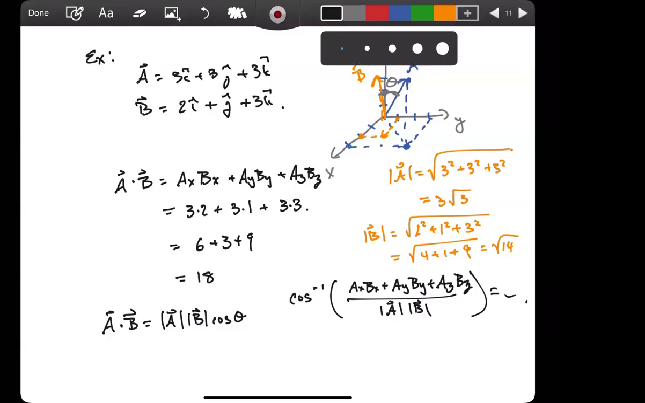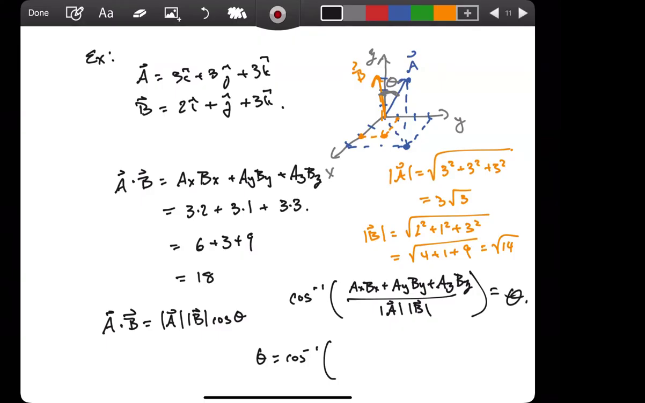Now, putting everything together, my angle is going to be the inverse, or arc cosine, of 18 divided by 3 square root of 3 times the square root of 14. Plugging my numbers into my calculator, what I get in this case is that they're at a 22.21 degree angle between the two of them. So my angle between the two is 22.21 degrees.